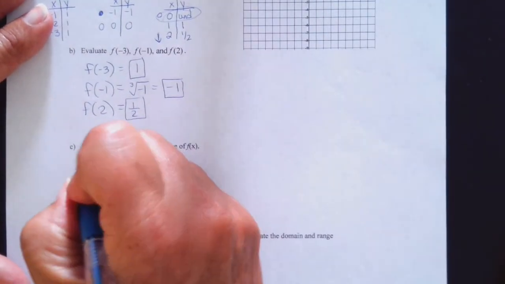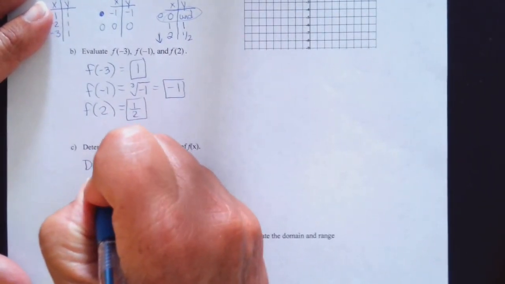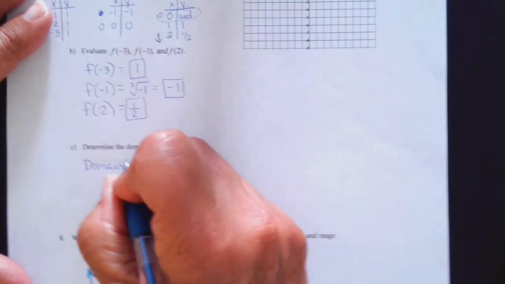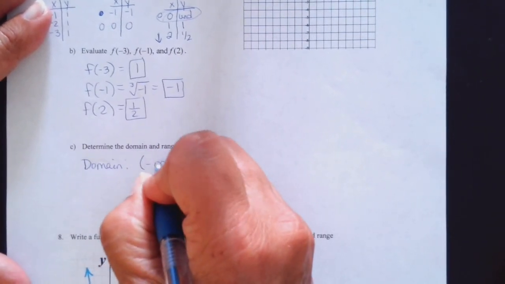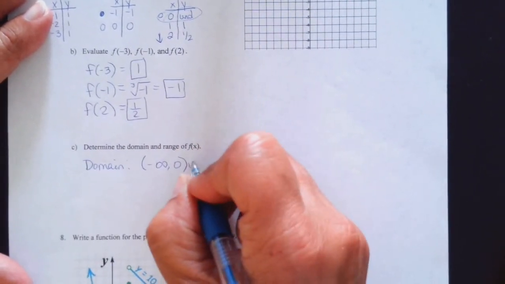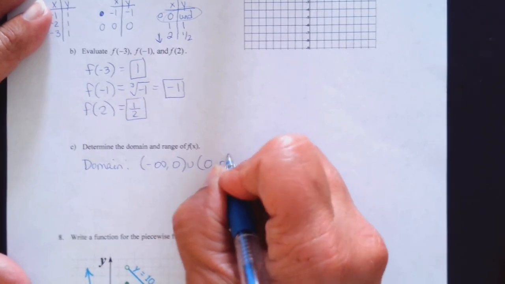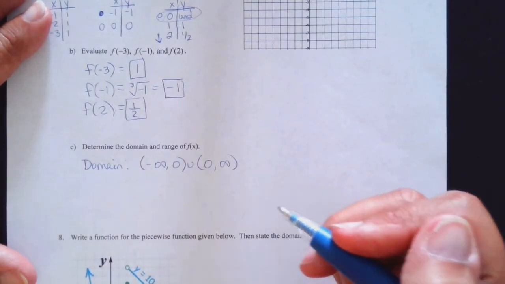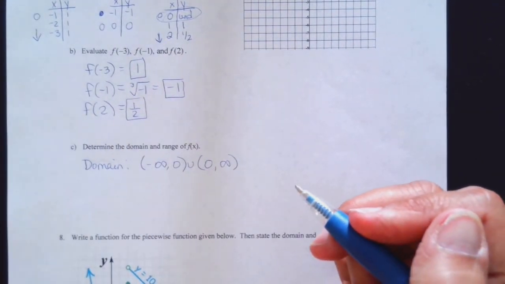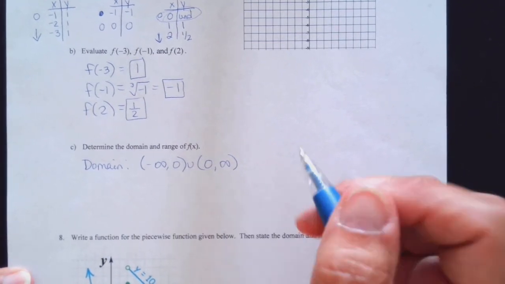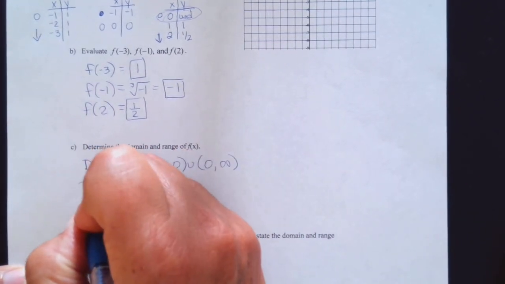So that means our domain would be all real numbers except for 0. So we would write -infinity to 0, and then 0 to infinity. Remember, that's how you write all real numbers except for 0. Okay? Now the range, you got to look at the graph.